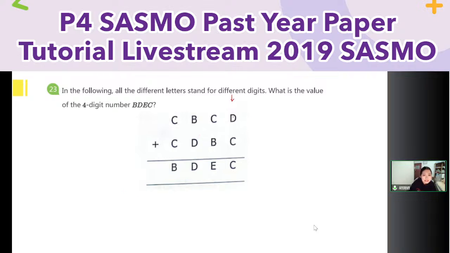Because we know that D plus C is C, D plus C equals C, that means D can only be 0. So that's the first one, and we can change all the D into 0. Now, after we find out what D is, which letter can we find for the second one?